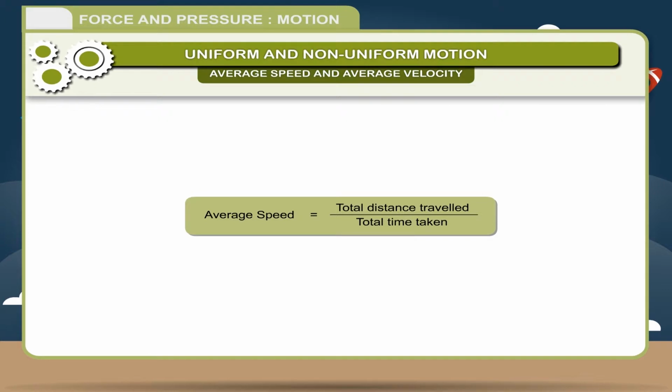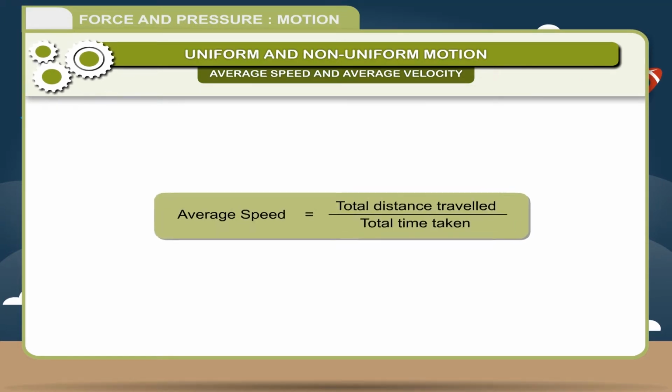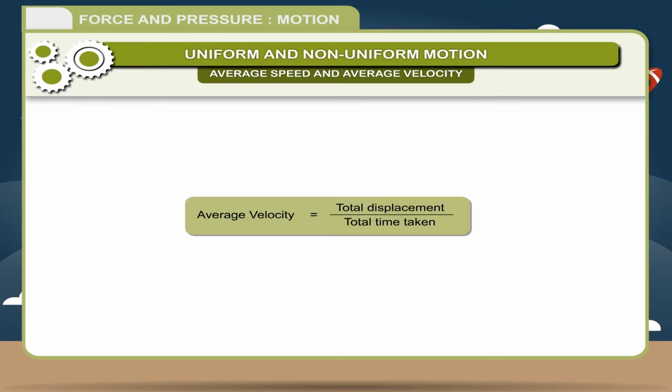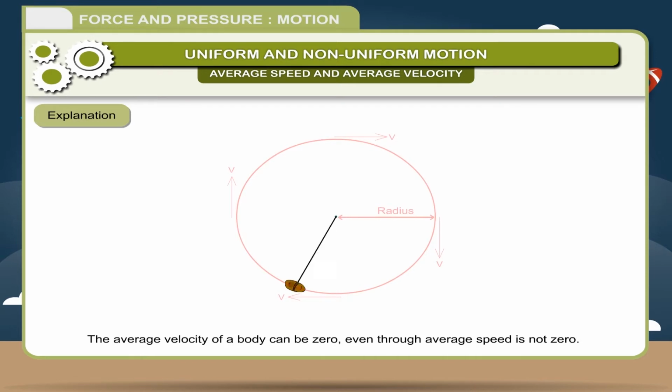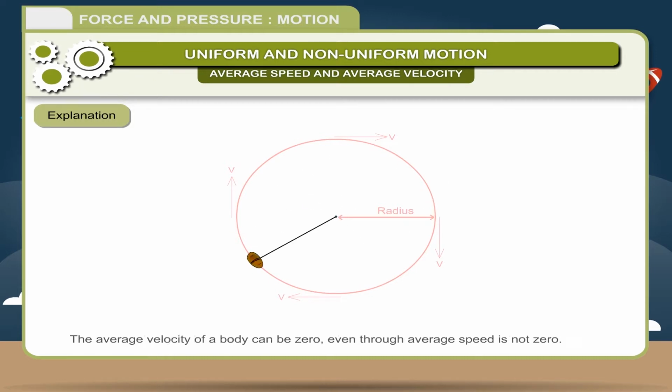Average speed and average velocity. Average speed is equal to total distance travelled divided by total time taken. Average velocity is equal to total displacement divided by total time taken. Explanation. The average velocity of a body can be zero, even though average speed is not zero.